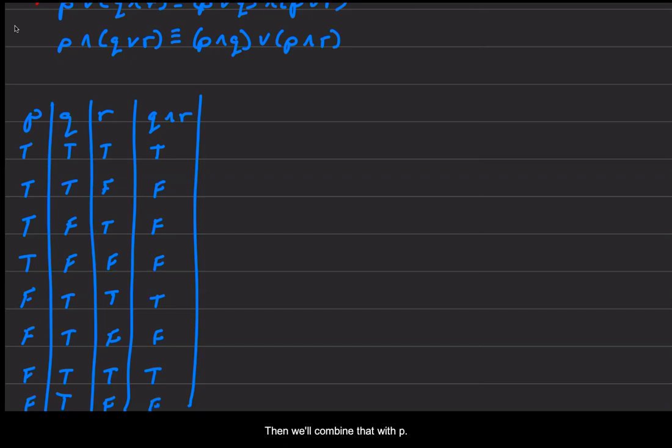Then we'll combine that with the P. So we go P or Q and R. So that means we've got true or true is true. True or false is true. True or false is true. True or false is true. False or true is true. False or false is false. False or true is true. And false or false is false.